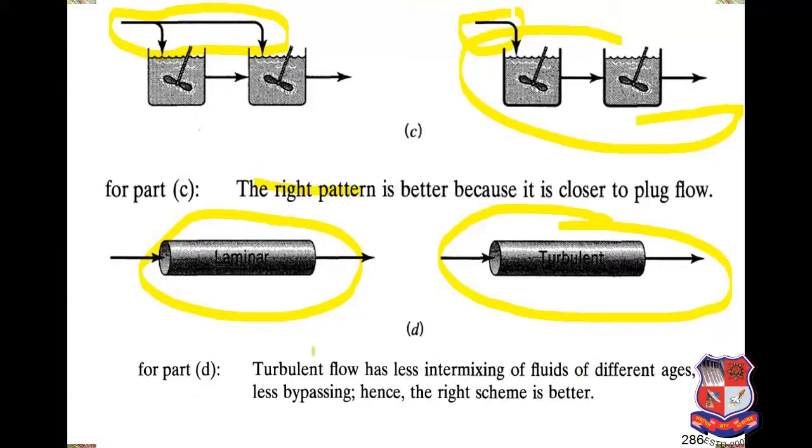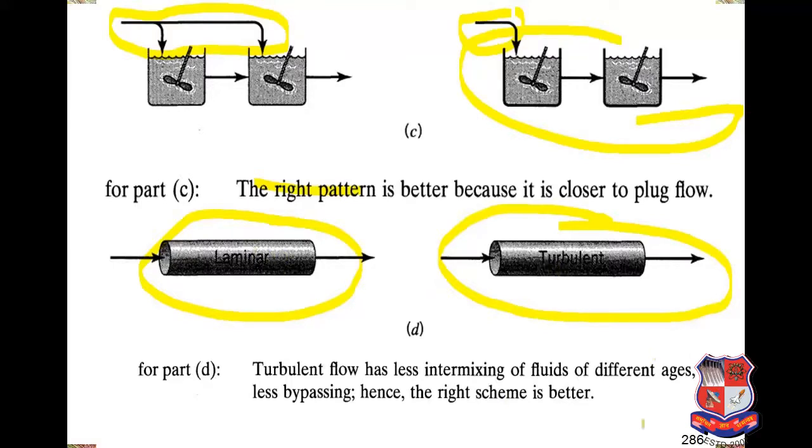Here it is mentioned that turbulent flow has less intermixing of fluid of different ages by bypassing. I am a little bit different here. We have learned that turbulent flow has more eddy formation, and that's why mixing is more, along with a better velocity profile. Fine, all of you have learned that the velocity profile of turbulent flow is much flatter compared to laminar. Laminar has a parabolic flow pattern.